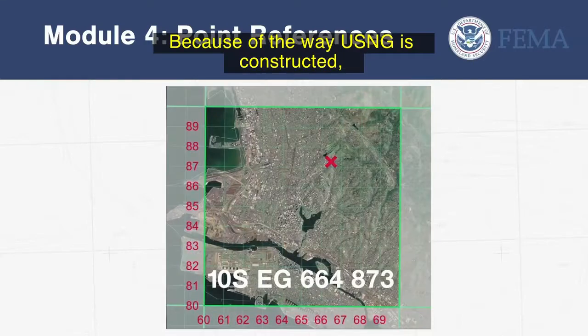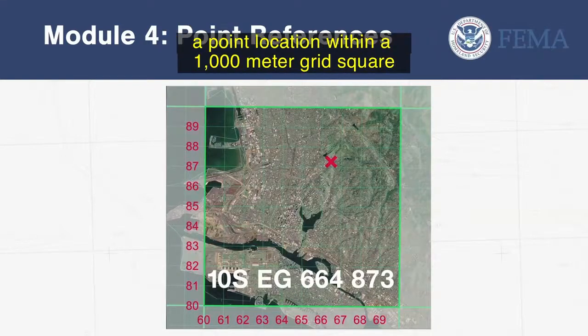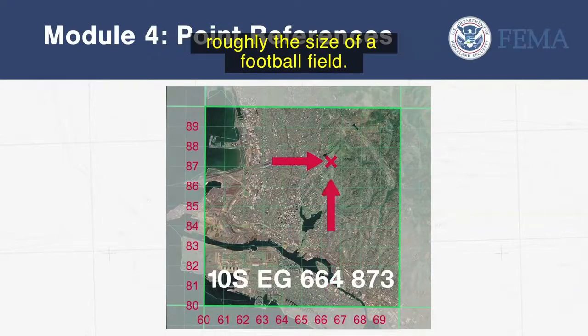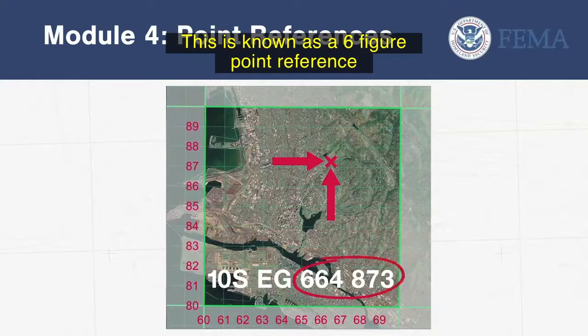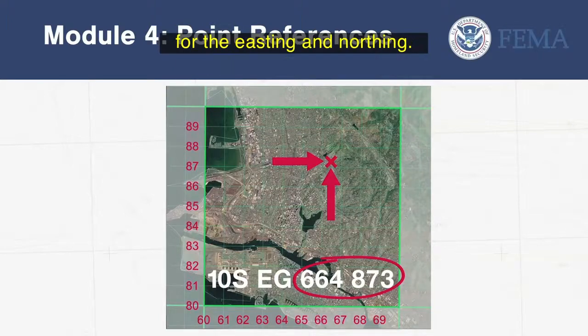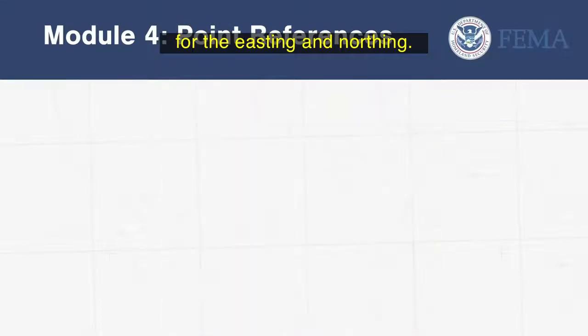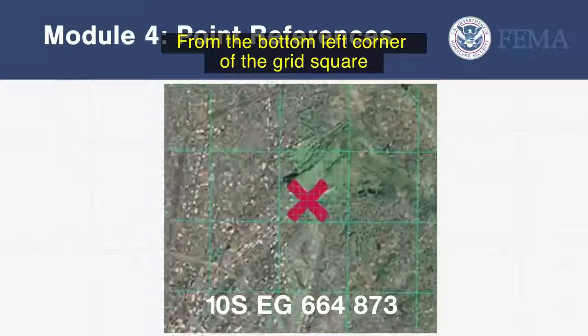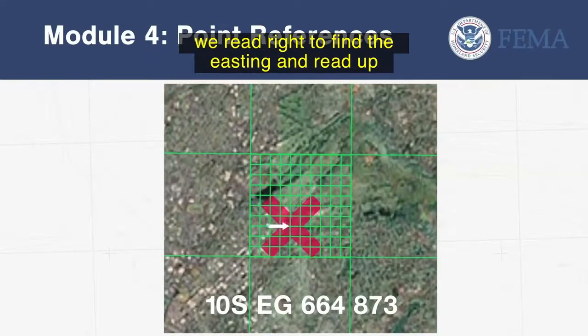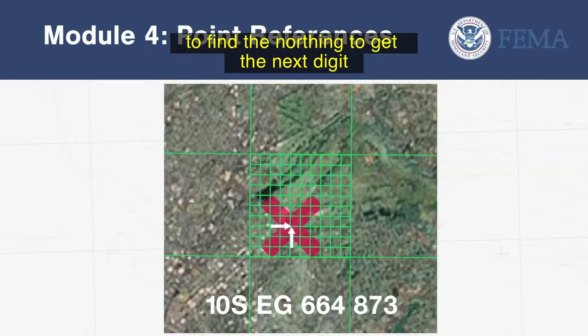Because of the way USNG is constructed, a point location within a 1,000-meter grid square will have accuracy of about 100 meters, roughly the size of a football field. This is known as a six-figure point reference because it uses a coordinate pair of 3 digits each for the easting and the northing. From the bottom left corner of the grid square that contains the X, we read right to find the easting and read up to find the northing to get the next digit in the USNG coordinate.